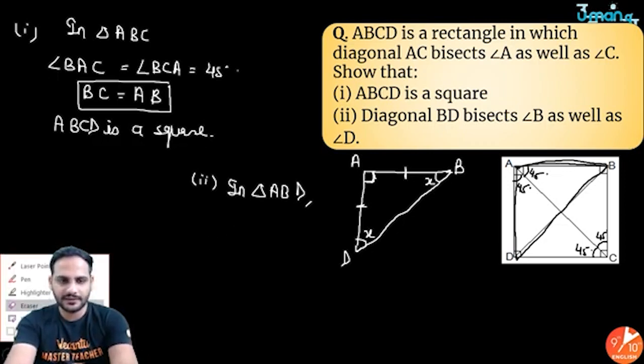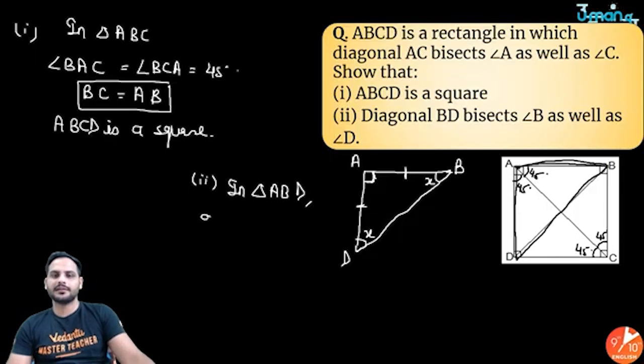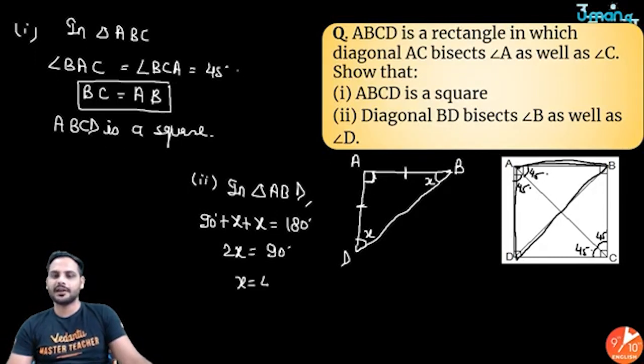Angle A is 90. Angle A kya hai? 90 plus X is equal to 180 degree. So you'll get 2X is 180 minus 90, which is 90. X is equal to 45. So ye wala angle is 45 degree, this is also 45 degree.